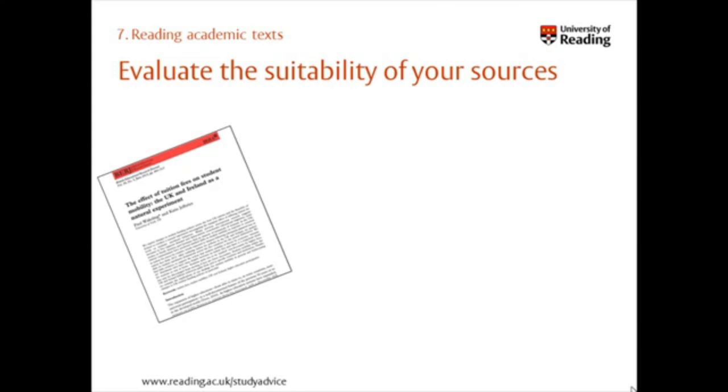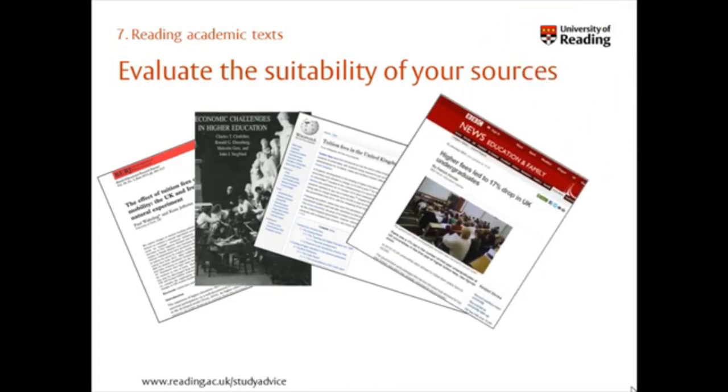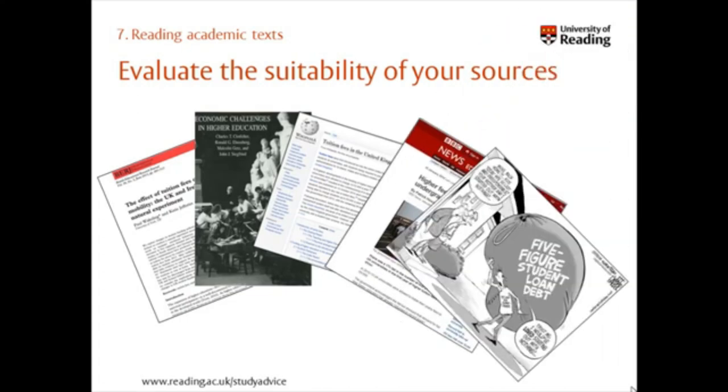A journal article? A book? A Wikipedia entry? A news story? And a satirical cartoon? Each and all of these sources may be suitable for different reasons, depending on your purpose and what you're trying to find out. A Wikipedia article may give a useful introductory overview to help orientate yourself in a new topic. A news story or cartoon are topical, but not necessarily academically rigorous. But they could be useful to show media opinions at the time.